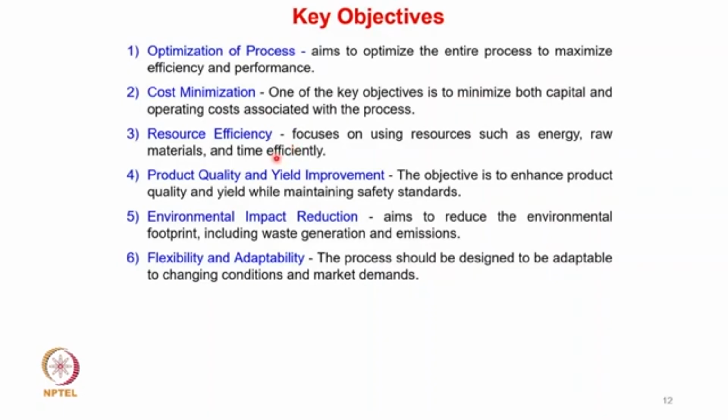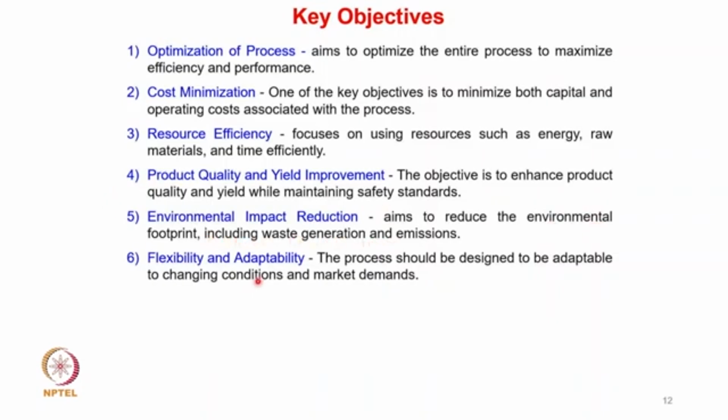Another objective which is considered while generating the flow sheets is the resource efficiency. So we want to use the energy, raw material and time judiciously while generating the process flow sheets. We also want to maintain the product quality and yield improvement, while maintaining the safety standards. Also environmental impact reduction is required, so we aim to reduce the environmental footprint, including the waste generation and emissions.